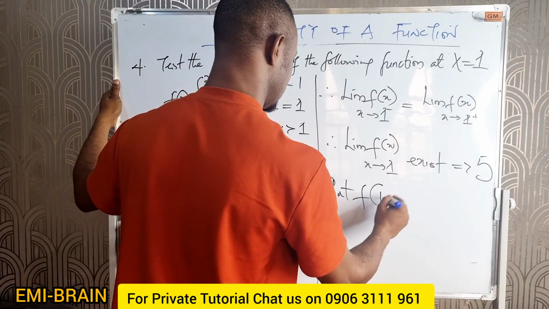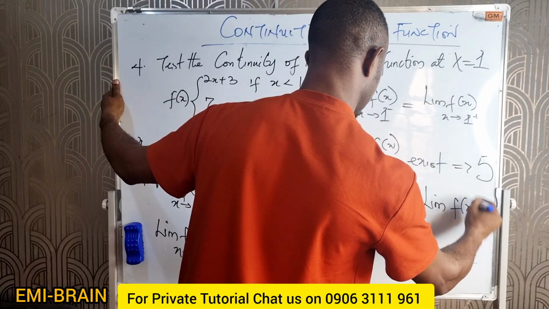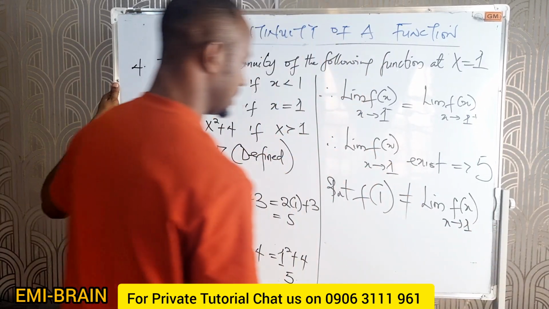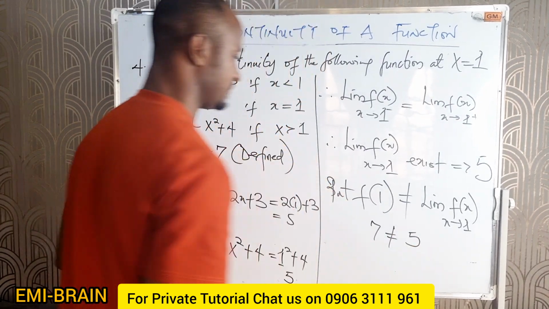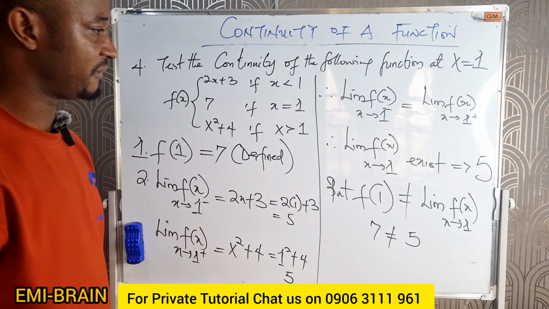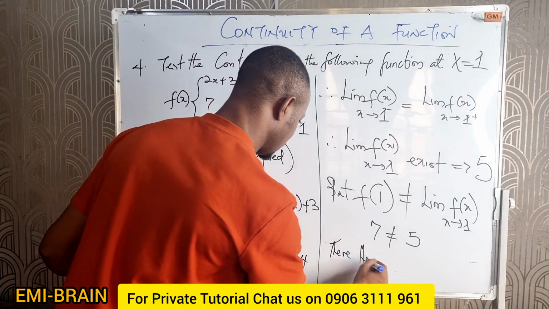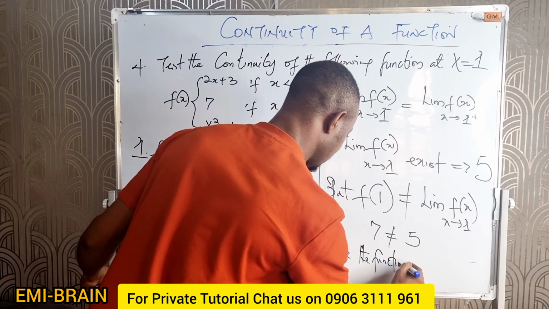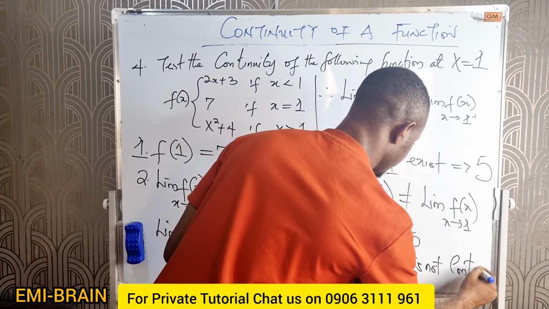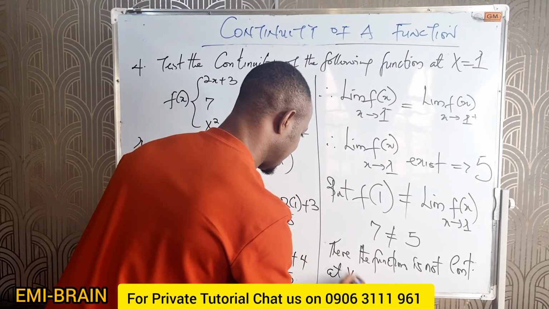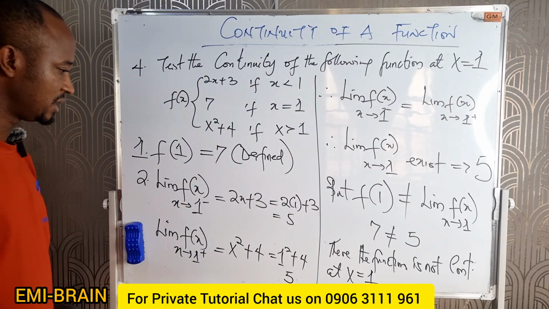But f of 1 is not equal to the limit of f of x as x approaches 1. f of 1 is 7, and 7 is not equal to 5. Since the limit of f of x is not equal to f of 1, therefore, the function is not continuous at x equals what? 1. The function is not continuous at x equals 1.